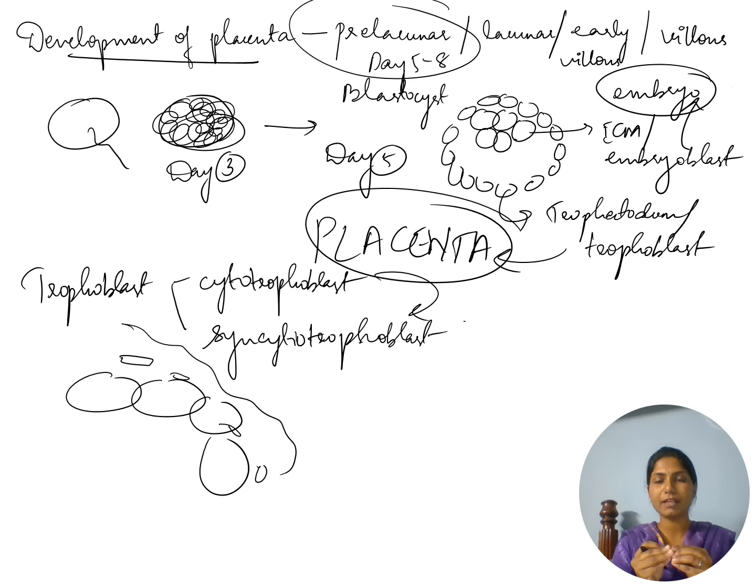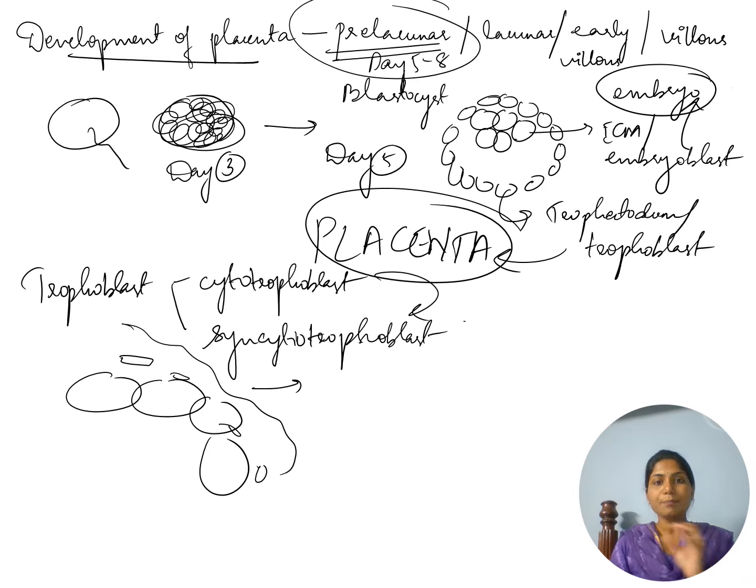So what do we mean by implantation? The entire blastocyst is drawn into the uterine endometrium and it gets implanted, and once the implantation occurs, there is differentiation of this trophoblast into the cytotrophoblast, which is a mononucleated cell layer, and the outer layer is called the syncytiotrophoblast. So this is called the pre-lacunar phase.